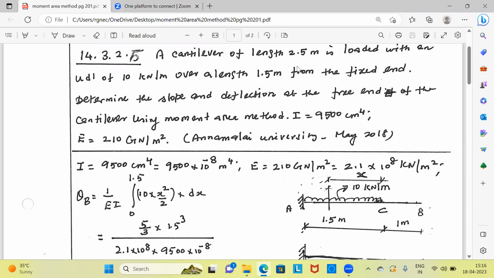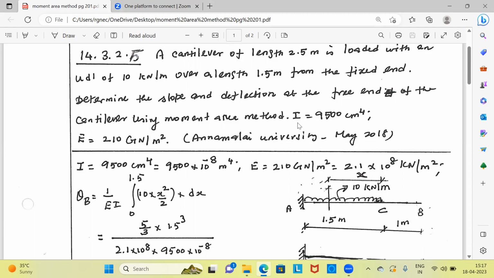It is uniformly loaded with an intensity of 10 kilonewton per meter, for a length of 1.5. The beam length is 2.5 meters and the loading is done for a length of 1.5 meters from the fixed end. We have to determine the slope and deflection at the free end of the cantilever using the moment area method.